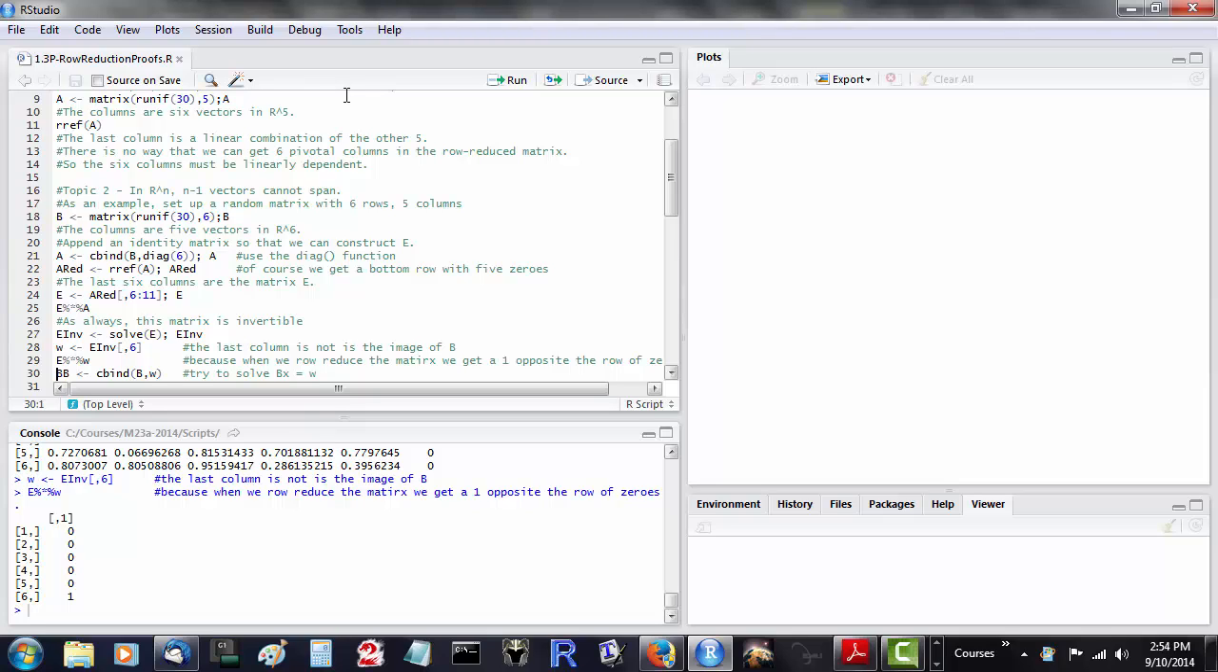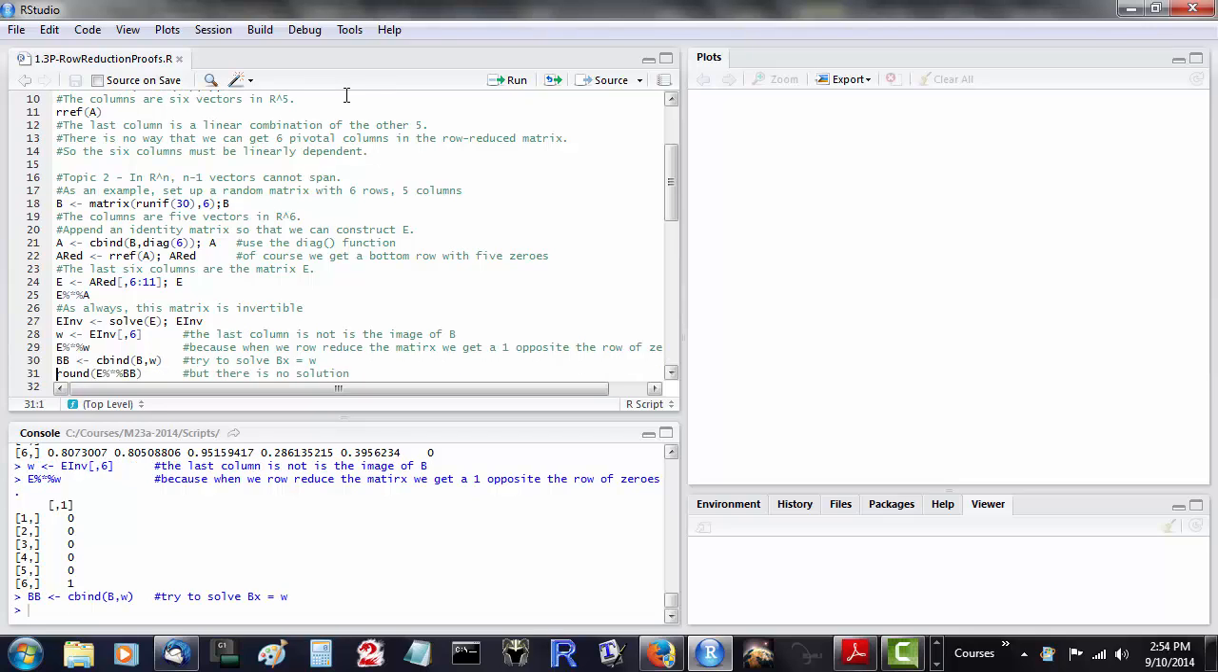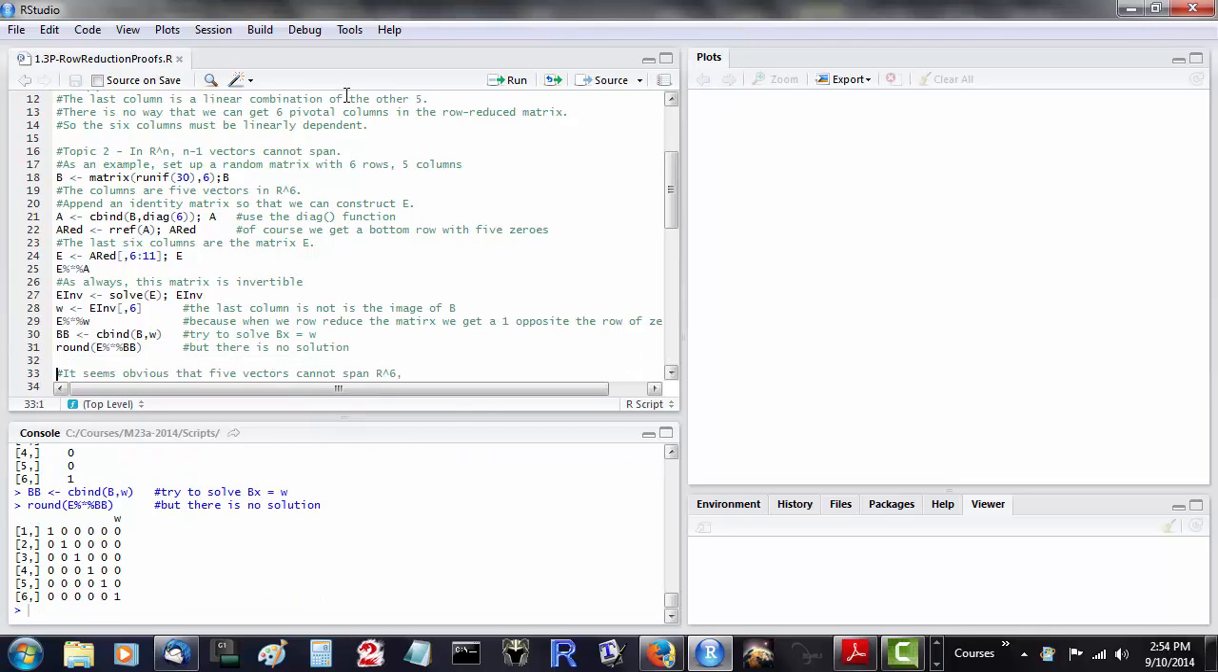But when I row reduce B in the 6th row, I get a column of zeros. And what that means is that the problem of solving the equation B times X equals W is impossible. There is no solution to that, because when I row reduce, I say this bottom row means 0 times my first vector plus 0 times my second vector on up through 0 times my 5th vector equals 1, and that's impossible.